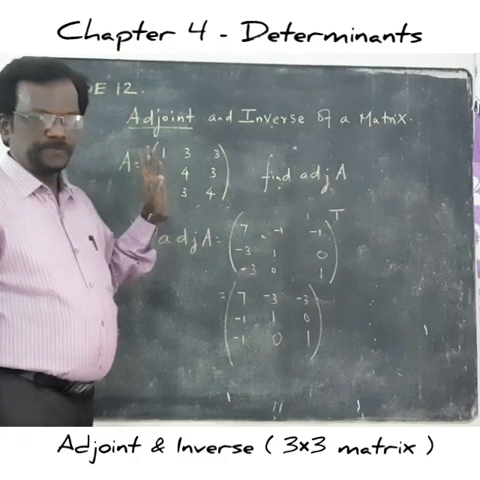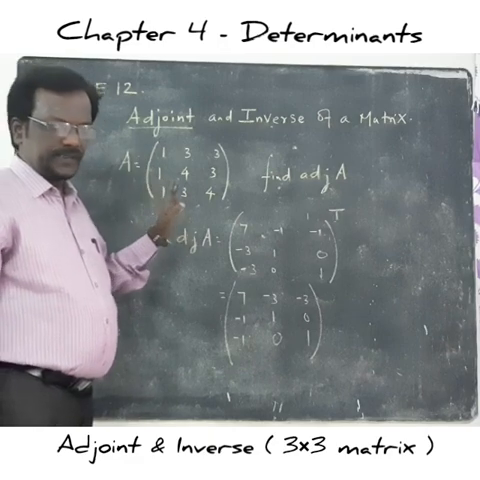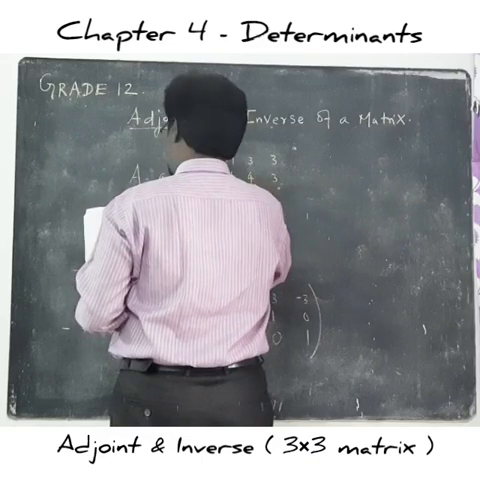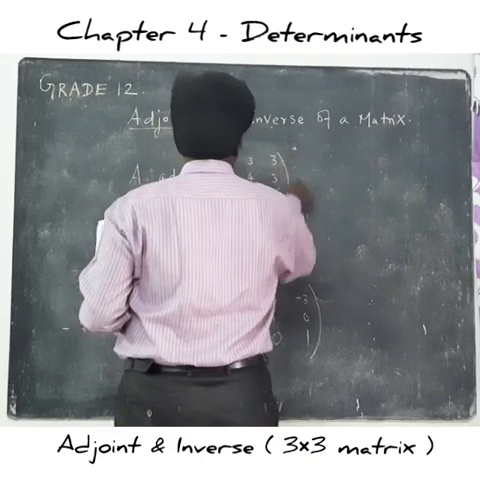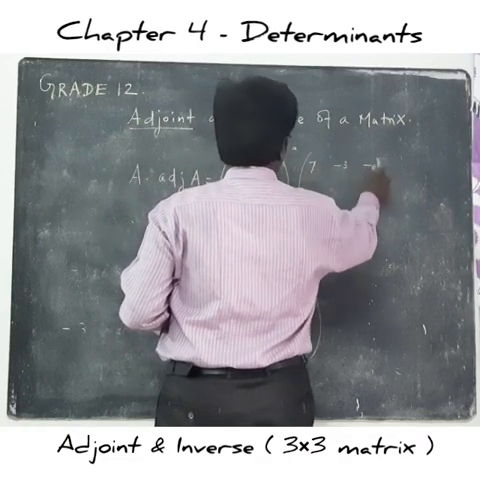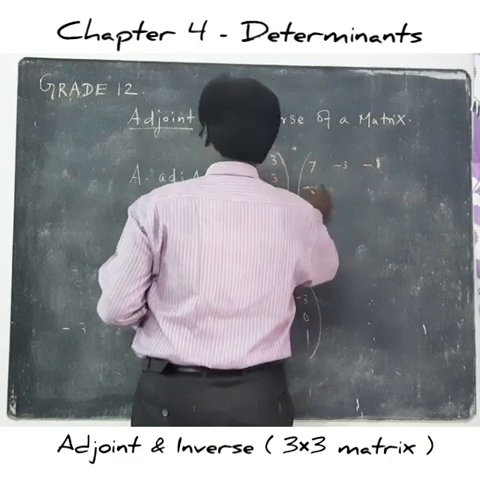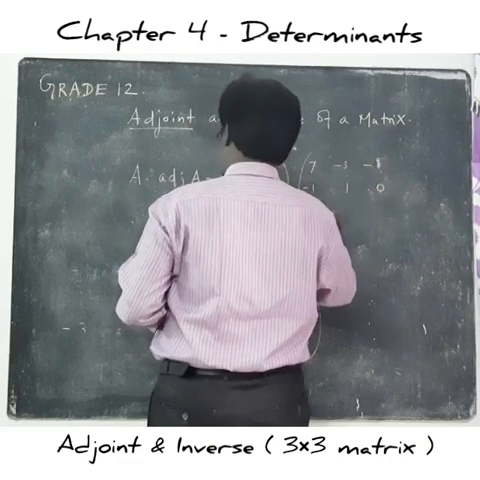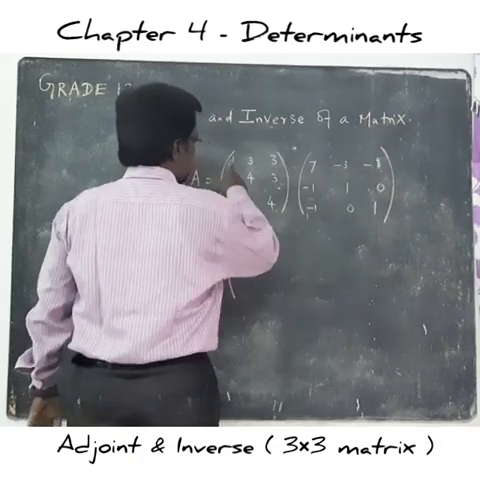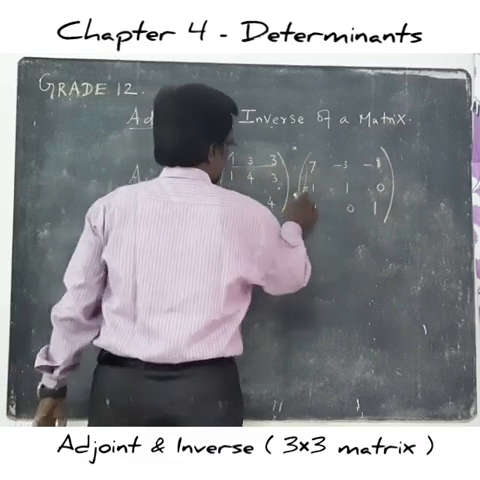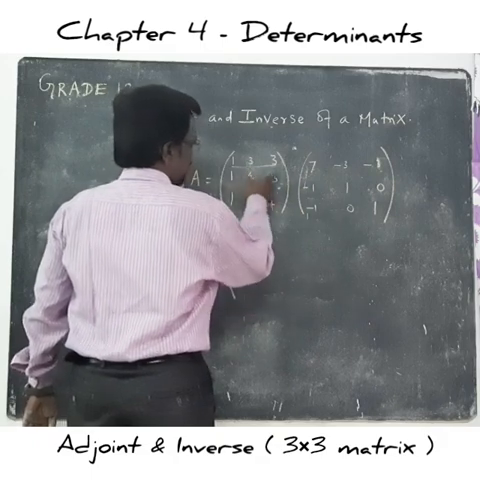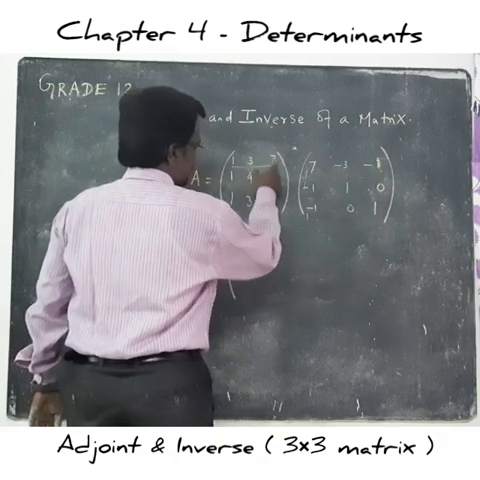Have you got the idea about the adjoint A? Okay. What is your A? 1 3 3, 1 4 3, 1 3 4 into 7 minus 3 minus 3, minus 1 1 0, minus 1 0 1. Easily you can multiply. So the first row: 1 into 7, 3 into minus 1, 3 into minus 1.